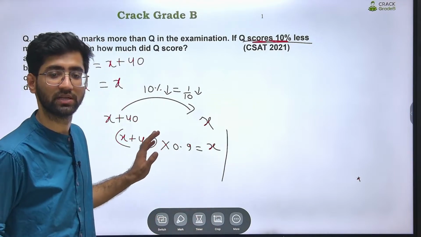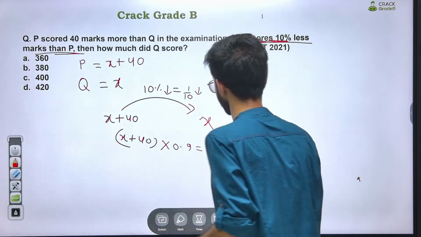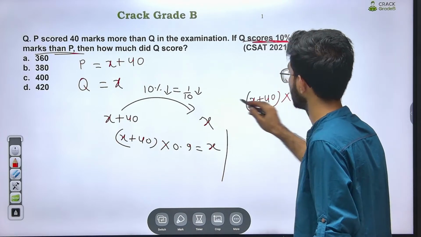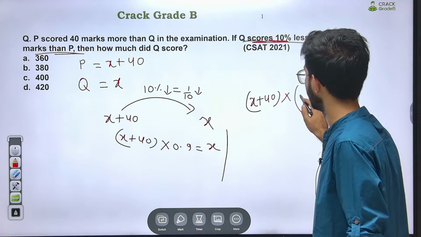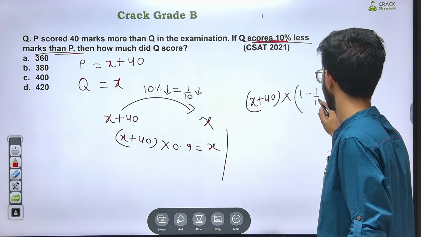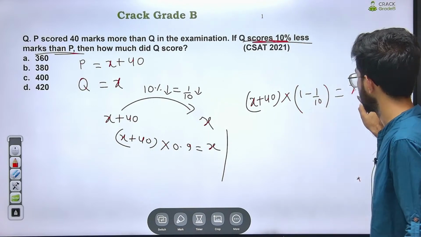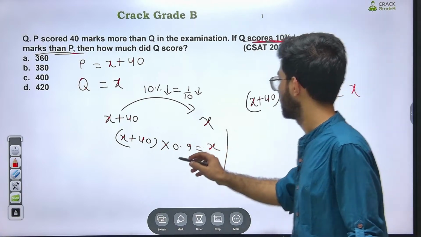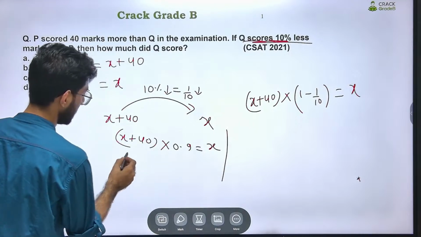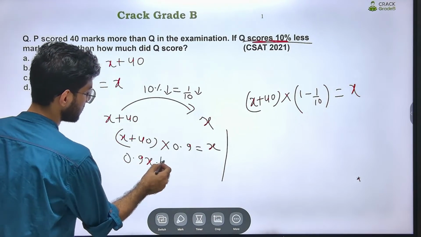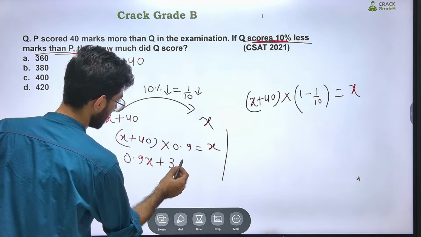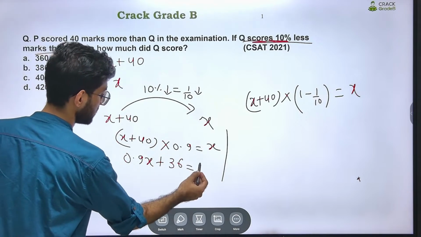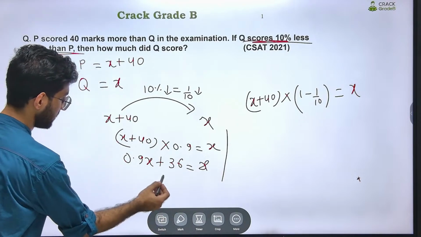If you are able to think in this way, right? But if you are not able to think in this way, you can also think, okay, X plus 40 into 1 minus multiplying factor, so 1 minus 1 by 10, that is equal to X. So you will get the same answer, right? So obviously if you solve it further, you will write 0.9x plus 36, right? 40 into 0.9 is 36, but there is one decimal.